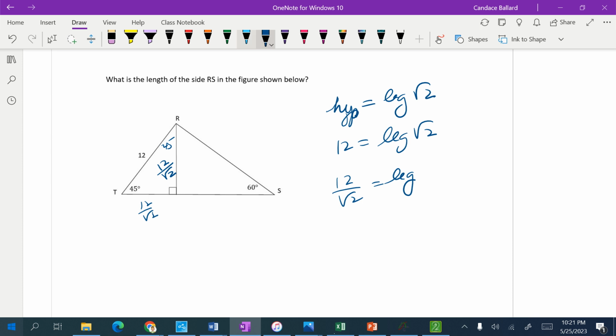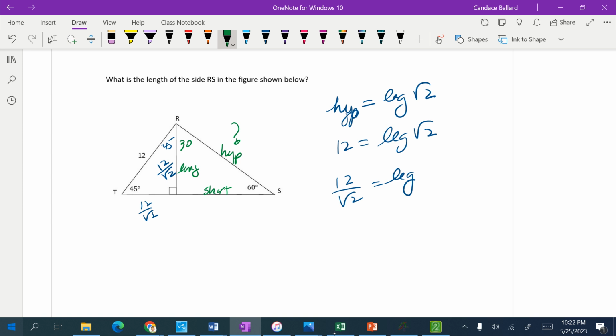Now on this other triangle, I have a 30, 60, 90 right triangle. I know across from the 30 is the short leg, across from the 60 is the long leg, and across from the 90, of course, is the hypotenuse. So I need to get the hypotenuse. That's what I'm looking for.